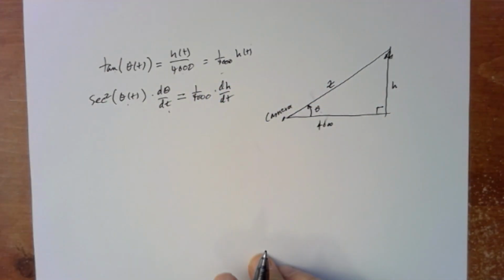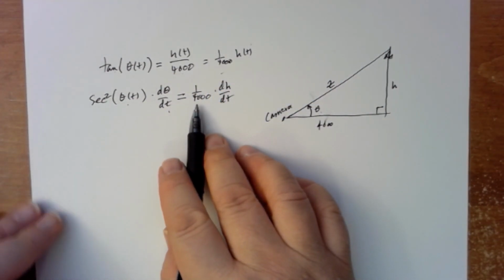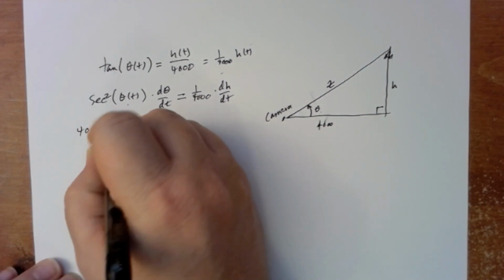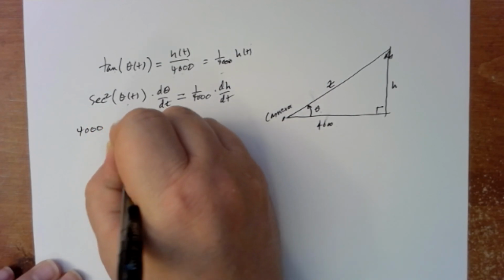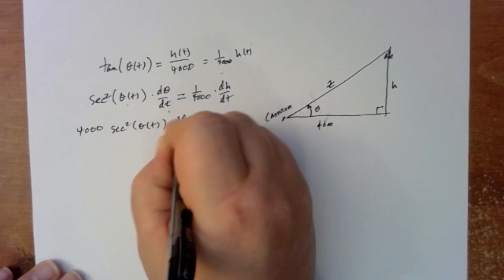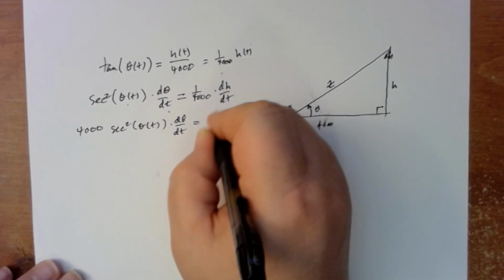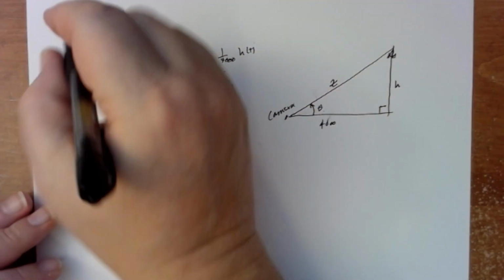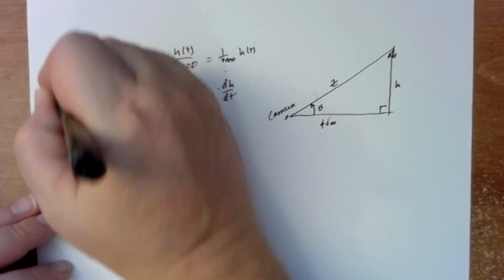Okay. Now, just to make this a little bit simpler, I guess we could have multiplied through by 4,000. You didn't have to. But this gives us an easier relationship, perhaps, for dh over dt. Good. So this was parts A and B so far.